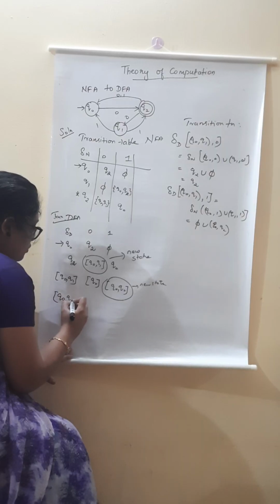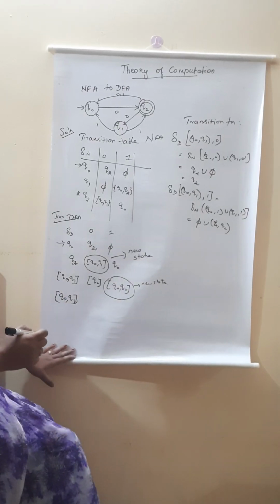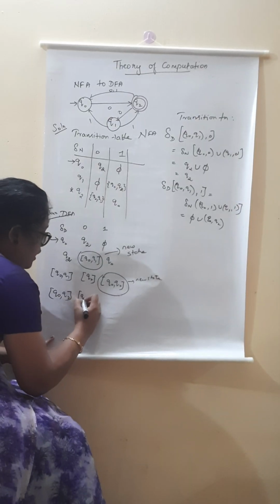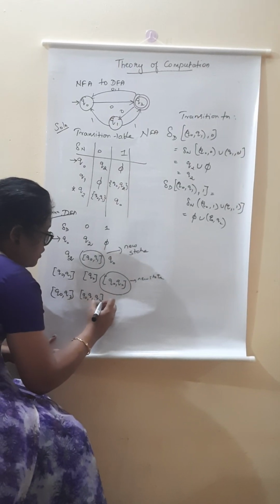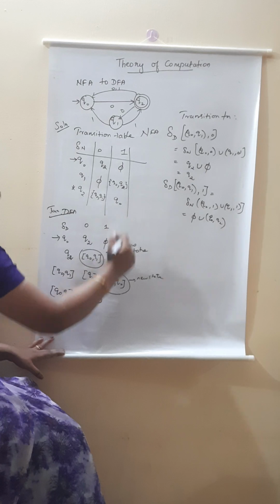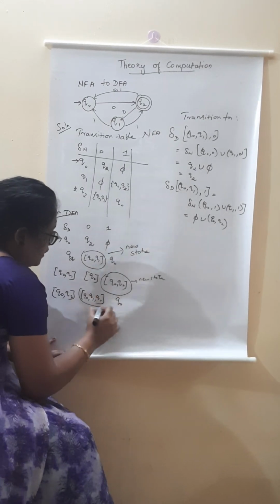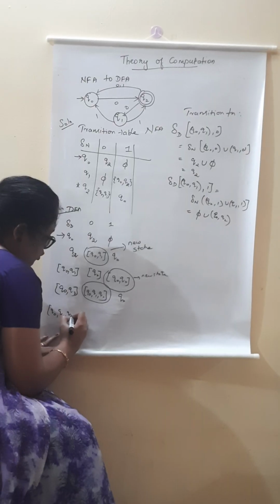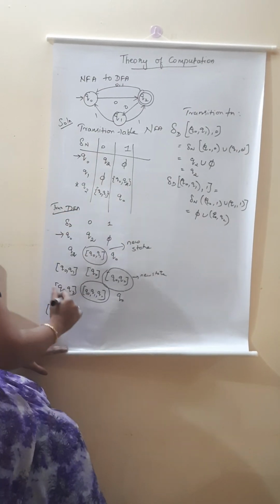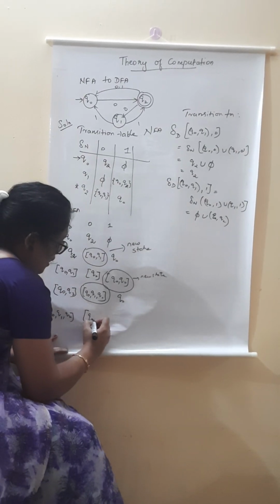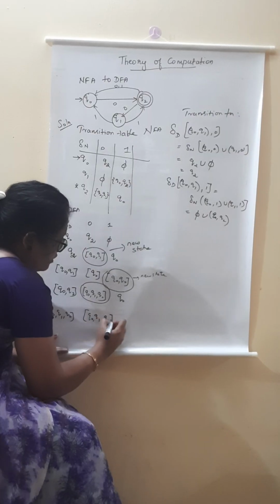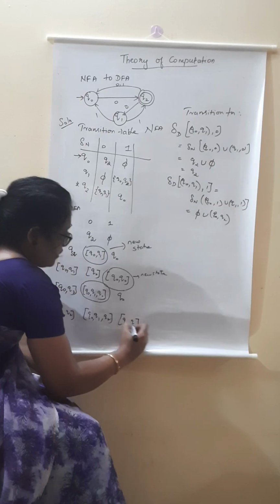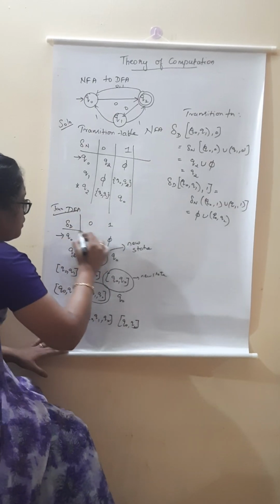Q0 comma Q2. So again you have to do the same. So what will you be getting for Q0 comma Q2? You will be getting Q0 comma Q1 comma Q2. Then Q0 comma Q2 with respect to 1 you will be getting Q0. So again this will be your new state, Q0 comma Q1 comma Q2. So you have to combine all these three. So what will you be getting again? Q0 comma Q1 comma Q2. So again with respect to 1 you will be getting Q0 comma Q2. So with this all the new states will be over, right?